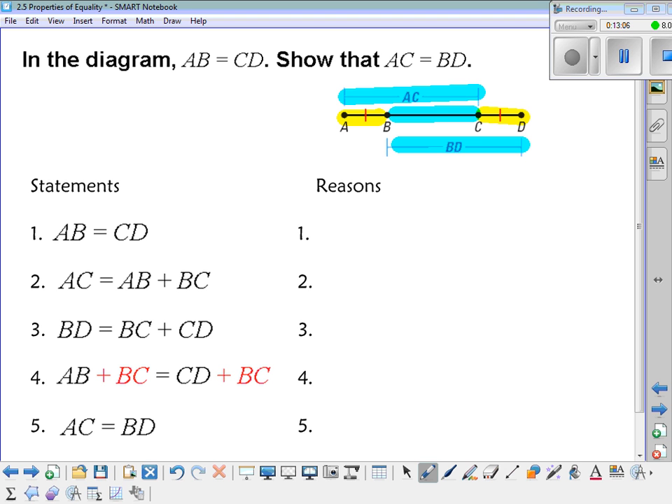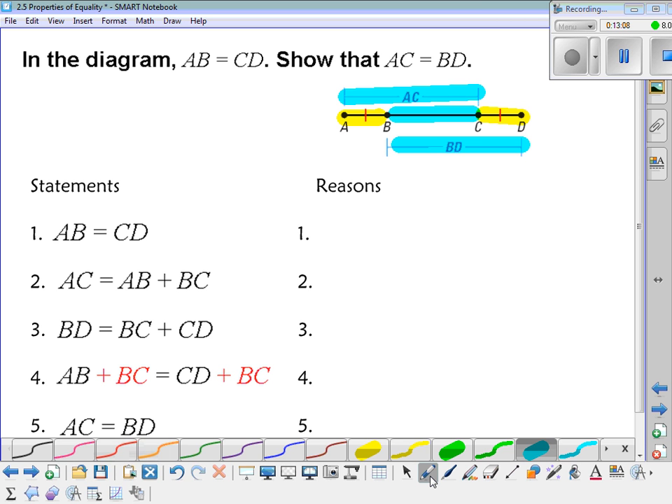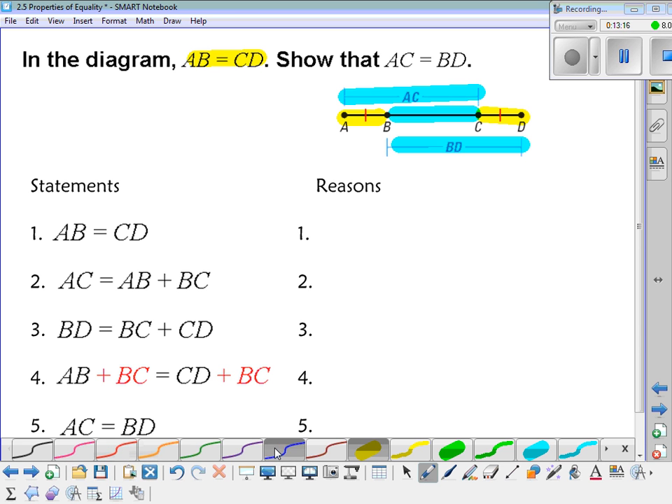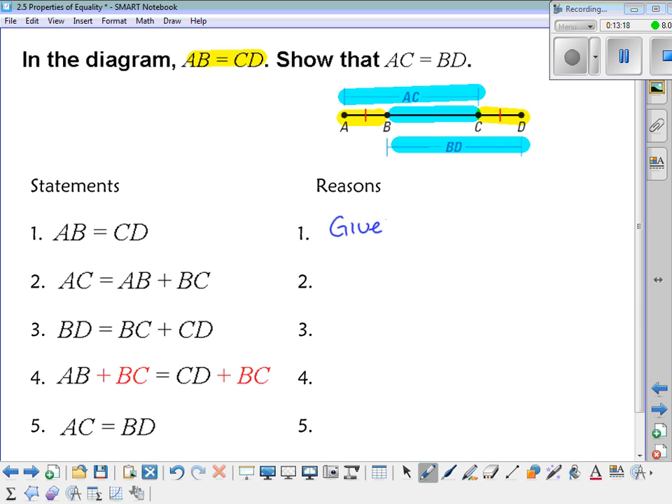So my first statement says AB equals CD. And I know AB equals CD because they told me that. Up here, they said AB was equal to CD, so that was given to me. That's information that they gave me.